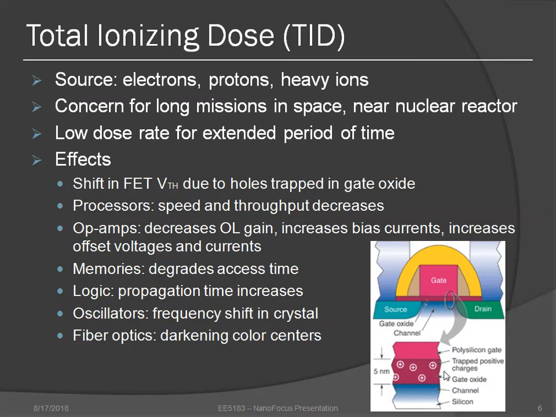Also, processor speeds and throughput decrease, the open loop gains in your op amps increase, bias currents increase, offset voltages and currents increase. So not very good with op amps. As far as memories go, you can degrade your access time, and logic propagation time increases. Your frequencies can shift in your crystal oscillators, and in terms of fiber optics, you can darken your color centers.